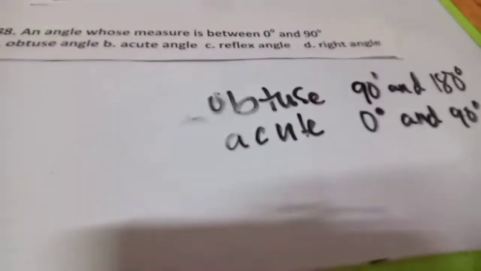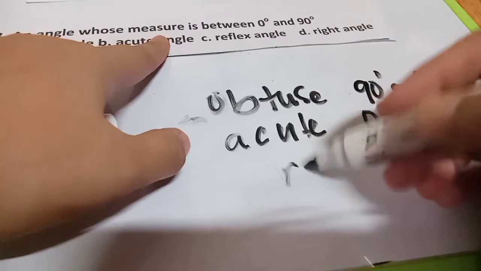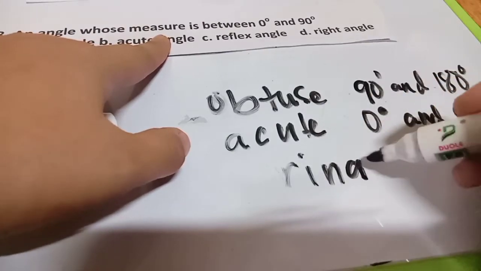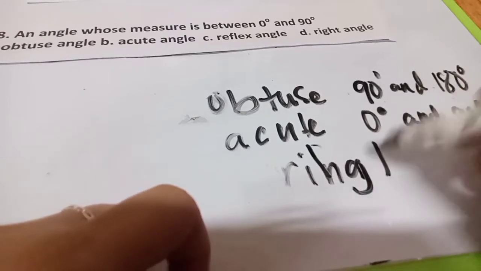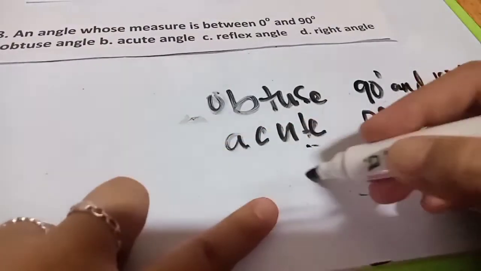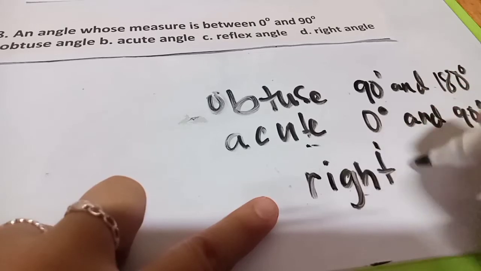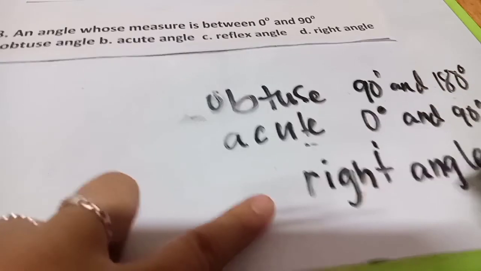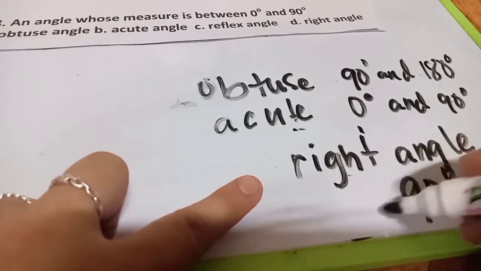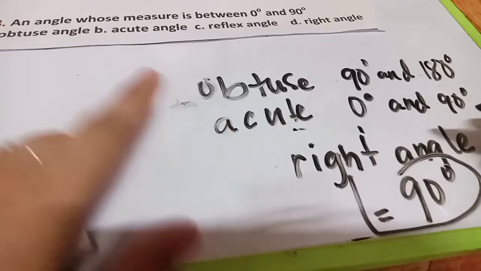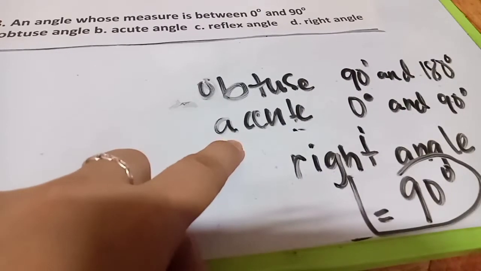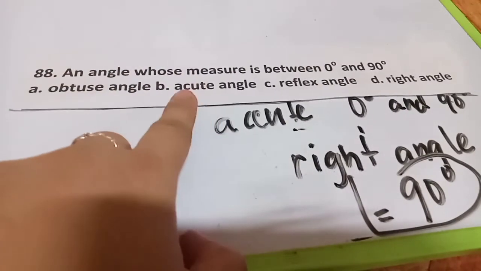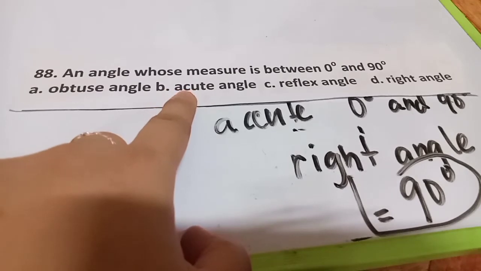It means the other one. While the right angle, automatically, this is very common, exactly 90 degrees. So the answer is acute angle. So the answer is letter B. So an angle whose measure is from 0 to 90 is an acute angle.